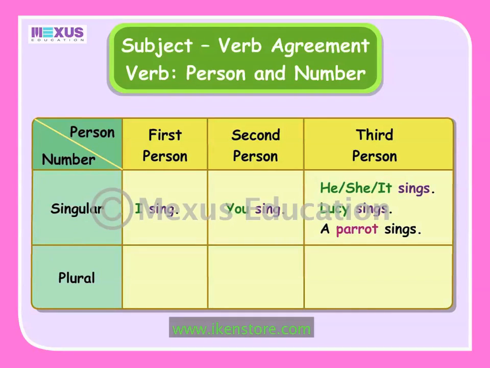Similarly, the common noun parrot is also considered as a third person singular pronoun. So, the verb sings is also third person singular. In the same way, in the next row, the subjects we, you, and they are first, second, and third person plural respectively. So, the verbs used in each of these sentences agree with the subject in person and number. Parrots is a third person plural pronoun. So, the verb sing is third person plural.